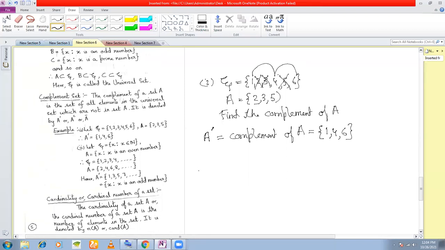Okay. Let us take another example. Suppose I define Xi as the set of natural numbers. And if I define the set A as x such that x is an even number.